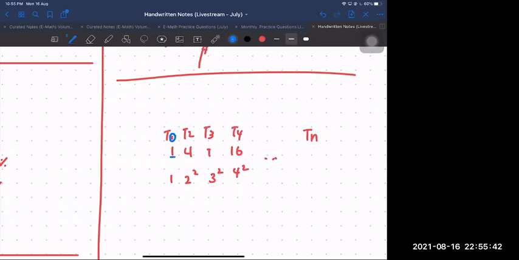Now, what do you notice? All your n numbers are just getting squared. So this formula is n squared. Just nice you chose the easy one. Okay, so yeah.